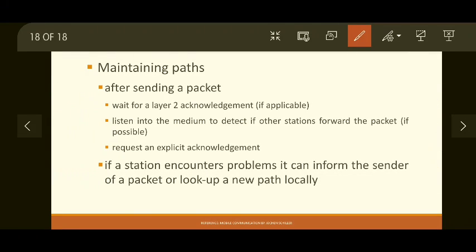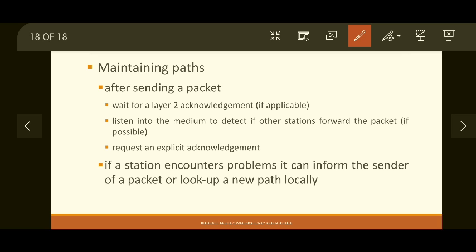Now, how to maintain the path? That means how to understand whether the path still exists or any node has moved. After sending a packet, each node will wait for a layer 2 acknowledgement if it is applicable. That is, you will wait for an acknowledgement from the data link layer whether the packet is received by anyone or not. If an acknowledgement is received, that means the path still exists. Keep listening to the medium, because the data link layer will also implement a medium access mechanism, so you can keep listening to the medium to detect if other stations are forwarding the packet or not.